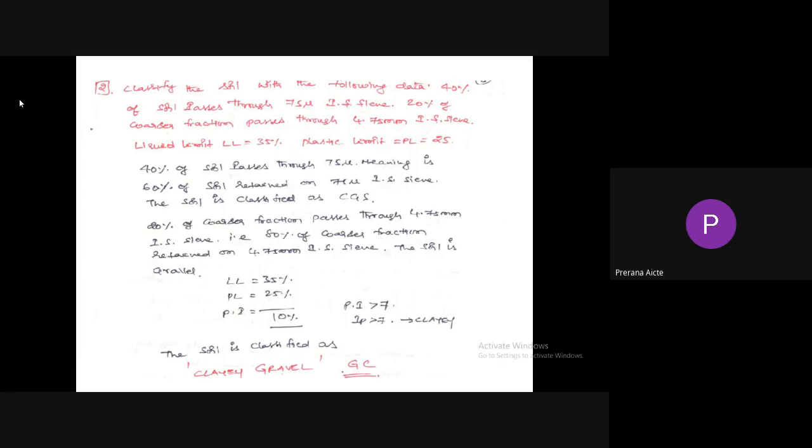Hence, he has given liquid limit 35%, plastic limit 25%. So find out the plasticity index: 35 minus 25 equal to 10%. So 10% means plasticity index is greater than 7. When plasticity index is greater than 7, the fine is classified as clay. So it is a gravel, but the gravel consists of clay. So it is indicated as clayey gravel, GC.